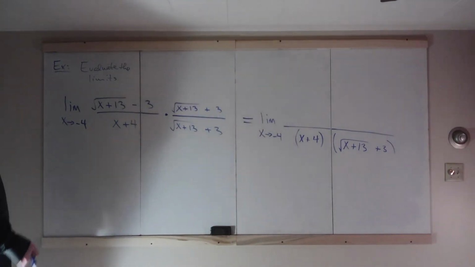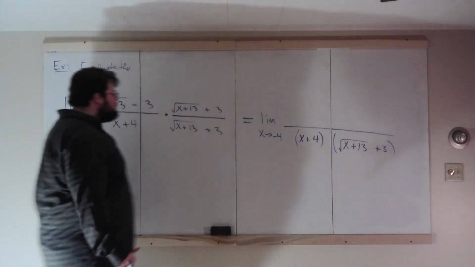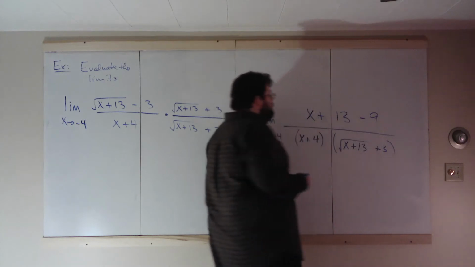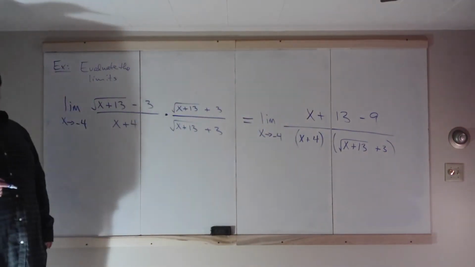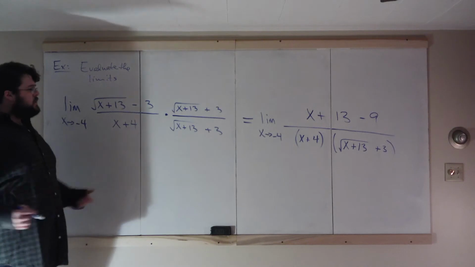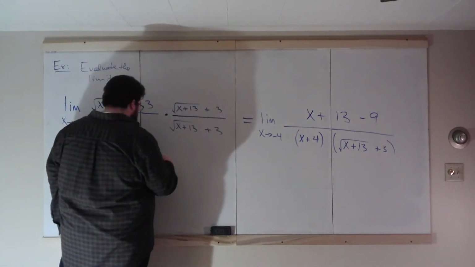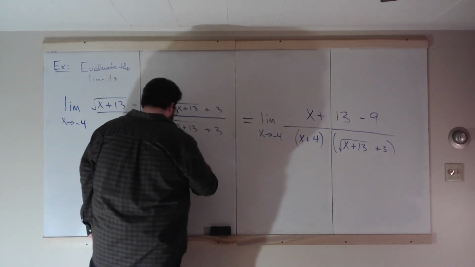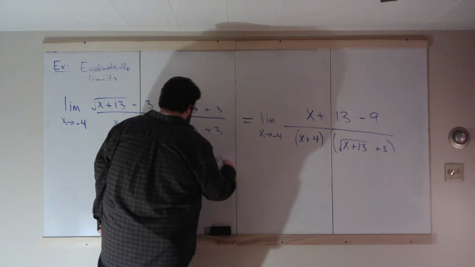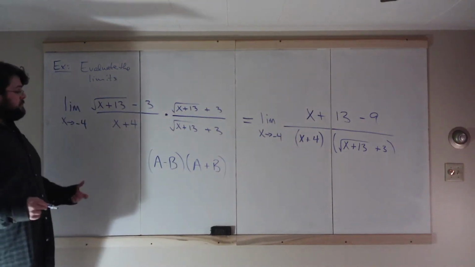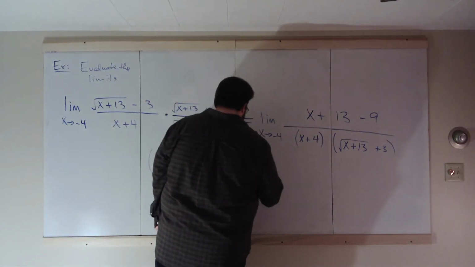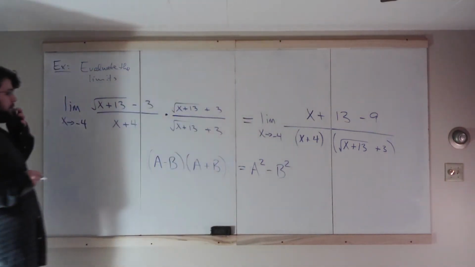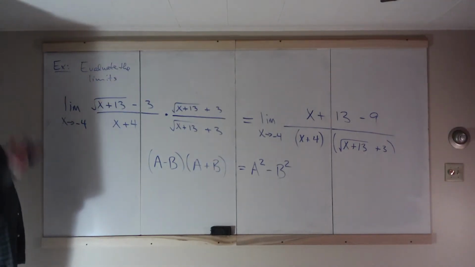But what can we do with the numerator? Well, we can multiply the numerator out. What does it equal? I'll tell you what it equals. It equals that. Why does it equal that? Well, if we remember a nice algebraic result from algebra, if you have a minus b times a plus b, that just equals the first thing squared minus the second thing squared. And that's what we have in the numerator.